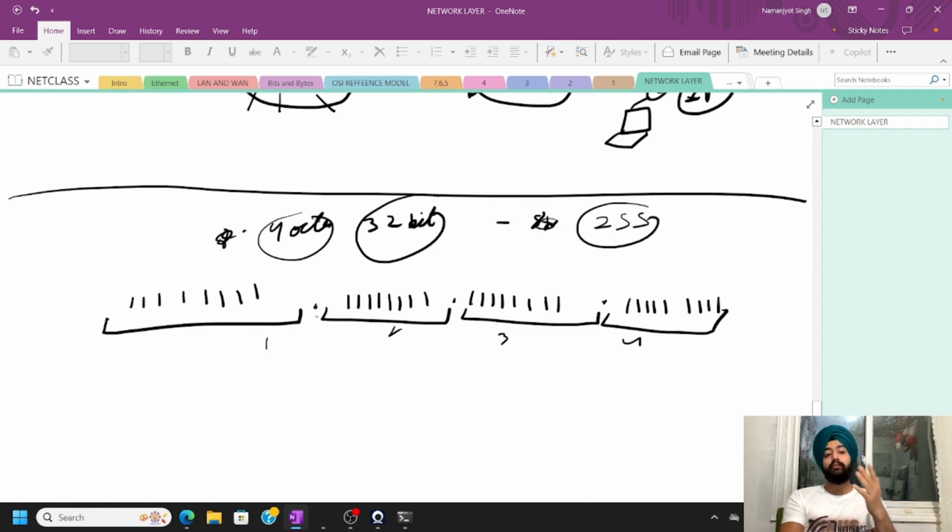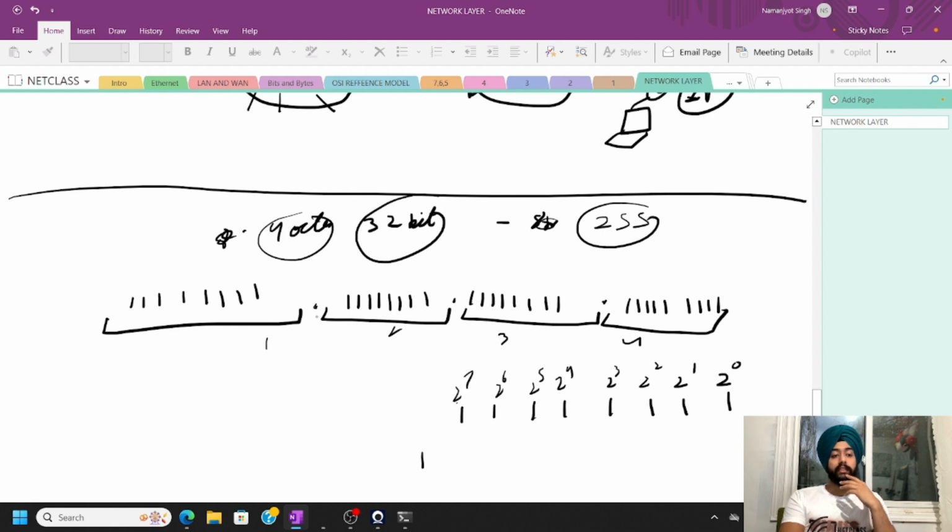As you know, you would have studied binary to decimal and decimal to binary conversion in primary class. 1, 2, 3, 4, 5, 6, 7, 8. This is 2 raised to power 0, 2 raised to power 1, 2 raised to power 2, 3, 4, 5, 6, 7. 2 raised to power 7 is 128. 2 raised to power 6 is 64. 2 raised to power 5 is 32. 2 raised to power 4 is 16. 2 raised to power 3 is 8. 2 raised to power 2 is 4. 2 raised to power 1 is 2. And 2 raised to power 0 is 1.